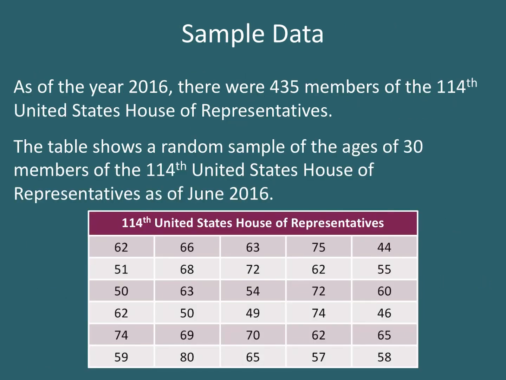As another example, in the year 2016, there were 435 members of the United States House of Representatives. This table below shows a random sample of the 435 members. Now, trying to find the sample mean is a lot easier. So instead of trying to find the mean of all 435 members, we're just looking for a sample mean of just 30 of them, preferably randomly selected from the House of Representatives.